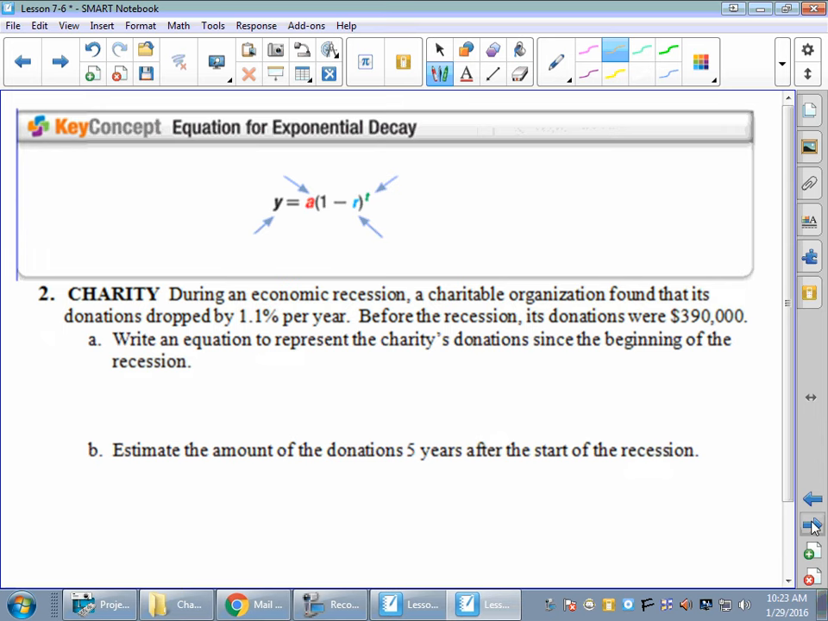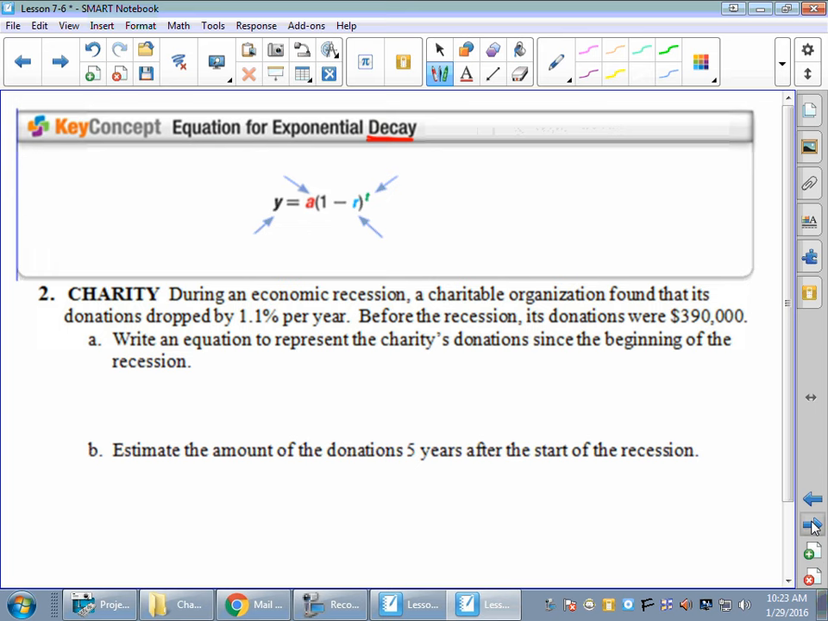So our second formula is exponential decay. We graphed exponential decay, so we know it's going down. Our formula looks very similar. The only difference between this formula and the last one is inside the parentheses, we've got a subtract instead of an add. Everything else stays the same.